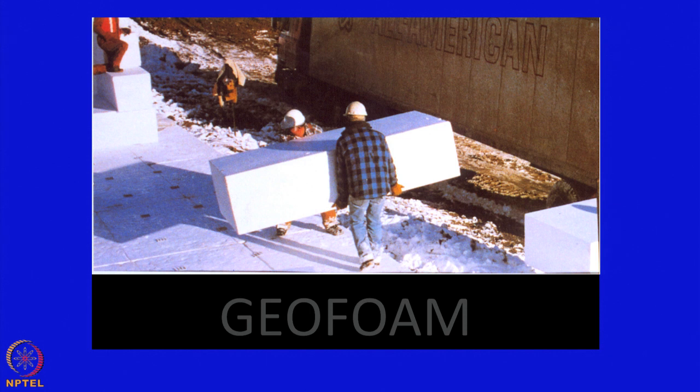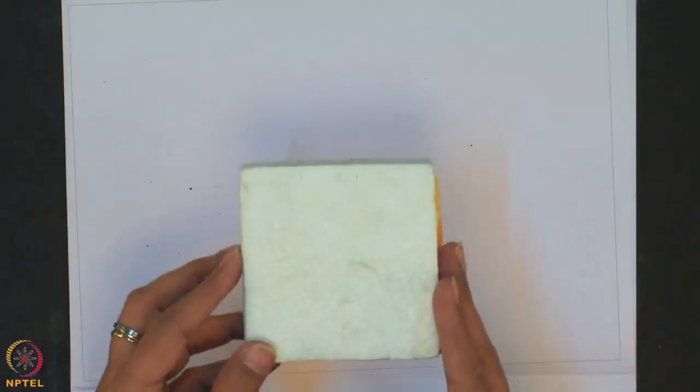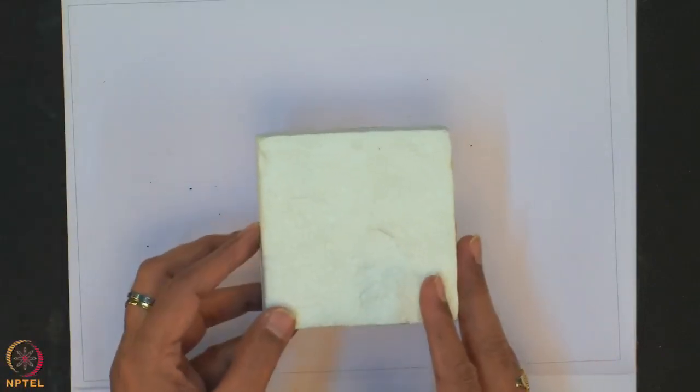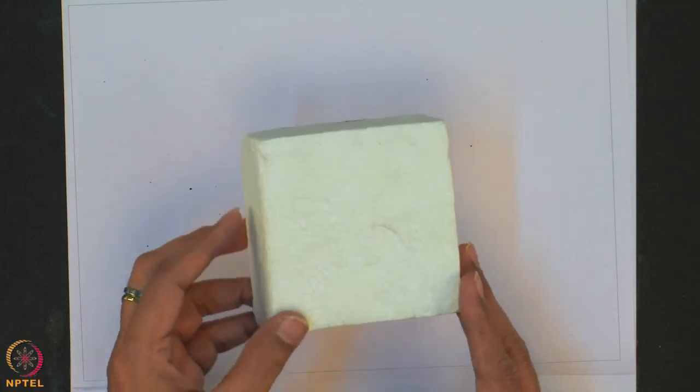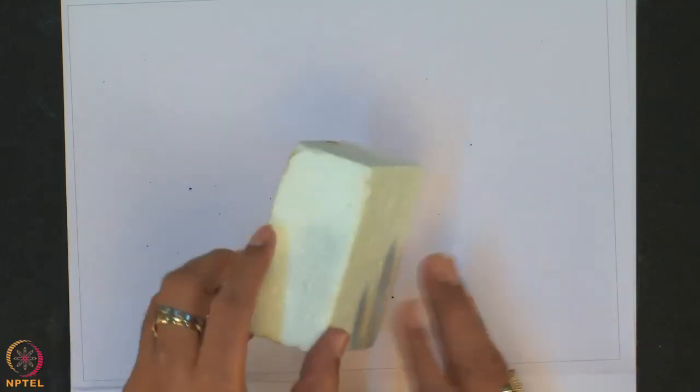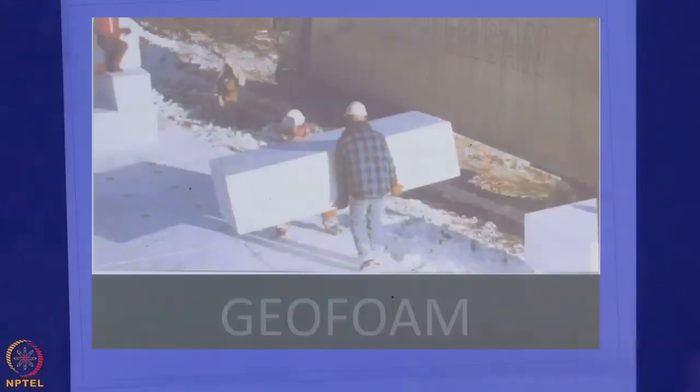You can simply place it for the construction of embankment onto the soft soil. So one should know what the characteristics of the geofoam material should be. This is a kind of geofoam material, and its density is about 100 times less than the soil. So it has a lot of potential use for the construction of embankment on soft soil, or you can use it at the back of the retaining wall to reduce the lateral pressure drastically.